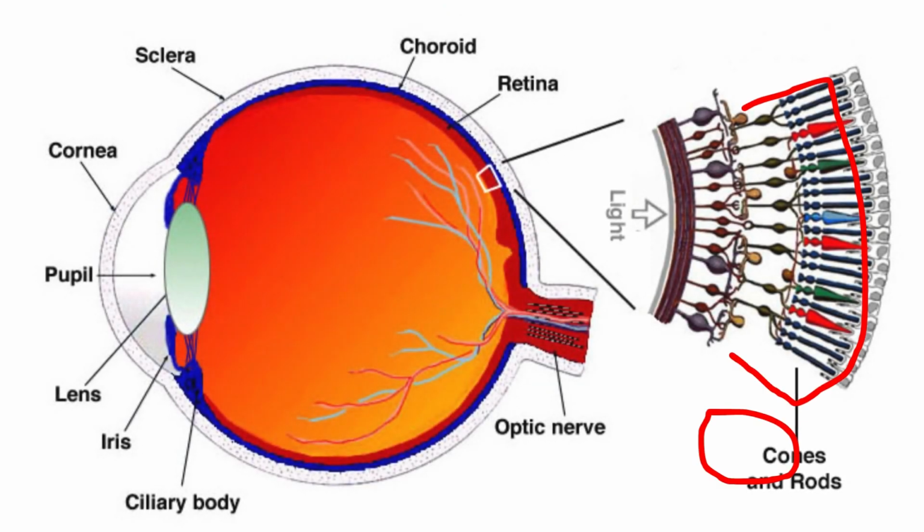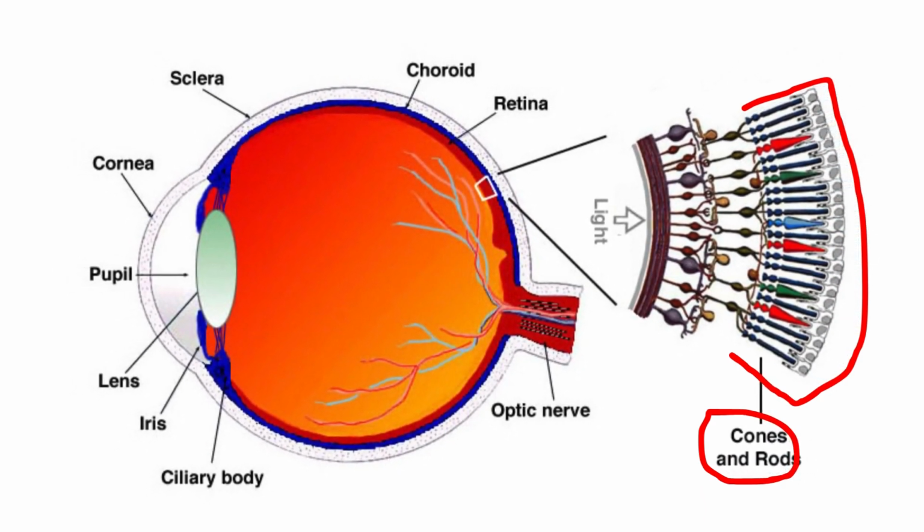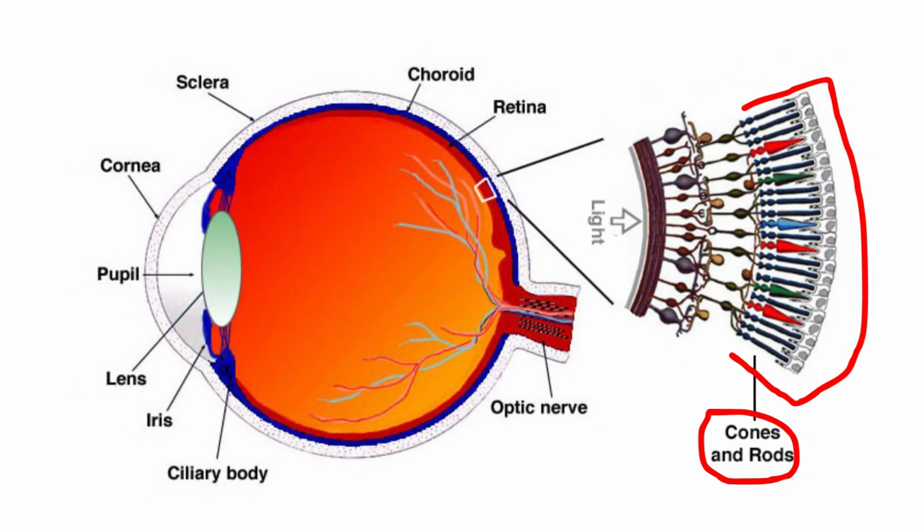The eye's ability to perceive colors is also fascinating. Cones are responsible for color vision and are divided into three subtypes, red, green, and blue cones. Different combinations of activation in these cone types allow us to perceive the entire visible spectrum of colors, from the vibrant hues of a rainbow to the subtle shades of a painting.